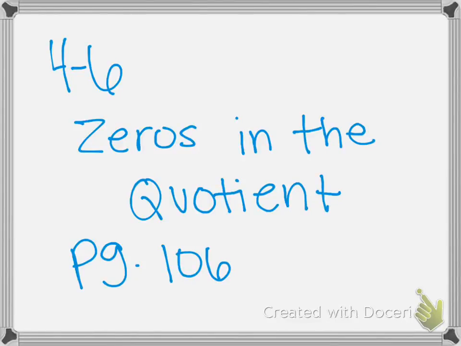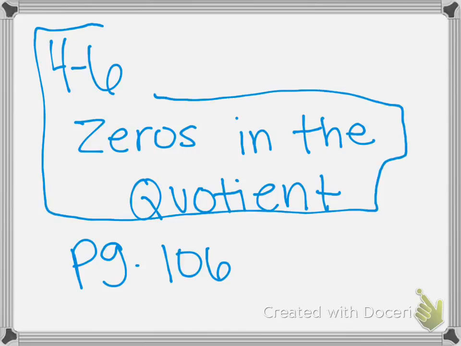All right, today we're going to be working on 4-6, which is zeros in the quotient, which means zeros in the answer of your division problem. So I need you to open up your books to page 106, and you can follow along with me once I get there, but first I'm going to pose a question to you. So make sure you're open to page 106, and you write all of this at the top of a new page in your spiral, and make sure you can find that page tomorrow when we talk about it in class.